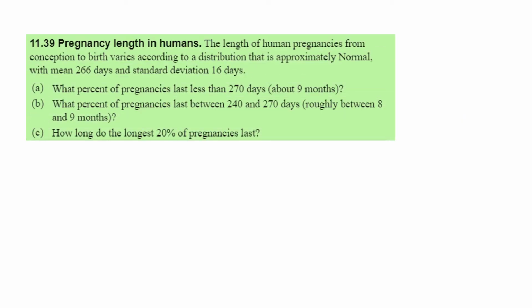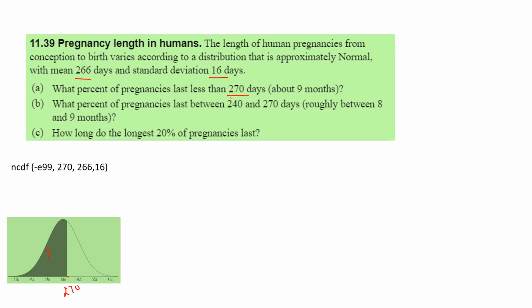So for this particular problem, let us find: human pregnancy is normal with mean 266 and standard deviation 16. What percentage of pregnancies last less than 270? 266 is the center, less than 270, so you have a point approximately 270 somewhere here. You are trying to find what this result is.